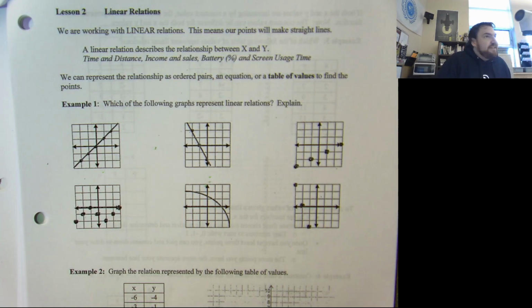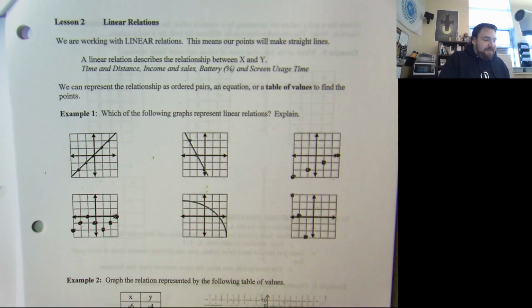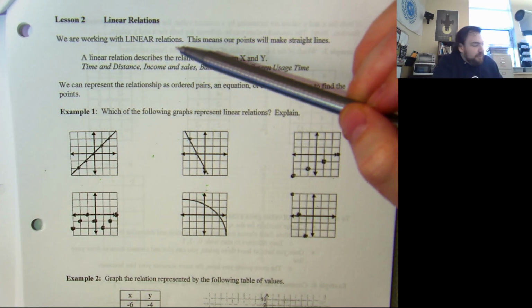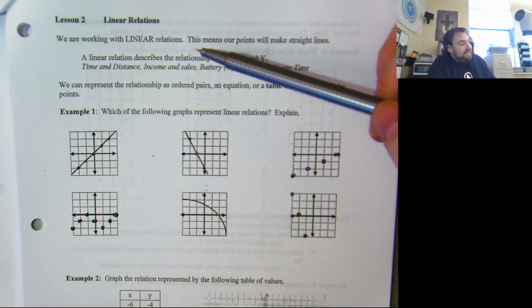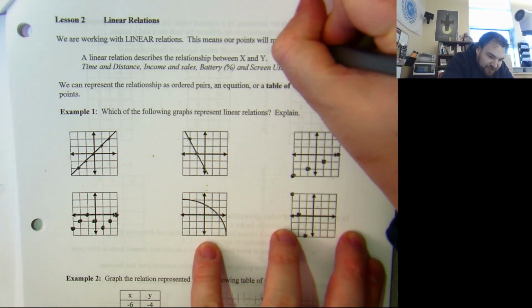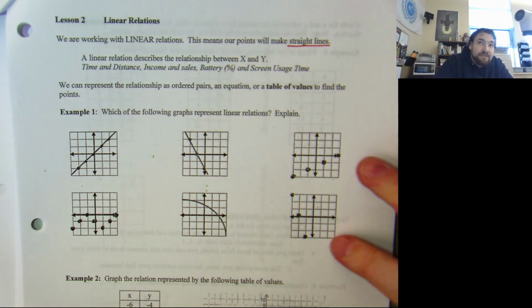Okay, here we go. Linear relations. We're going to take this drawing of points and take it a step further. In this chapter, we're going to be working with linear relations. This means that we want our points to make straight lines.